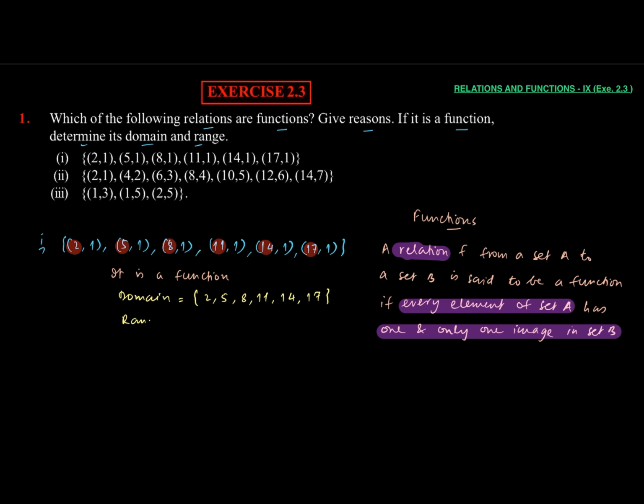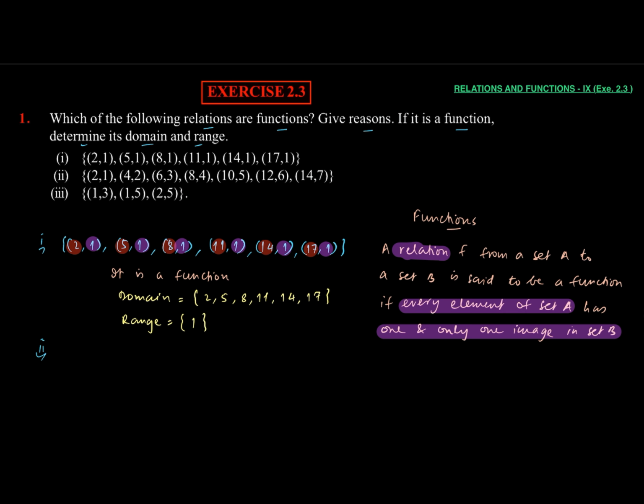And range. We know what range is. It is the set of all the second elements of ordered pairs. So here our range will have only one element, that is 1. Since repetition is not allowed while writing a set in roster form, the range in this case will be a set containing only one element, that is 1.